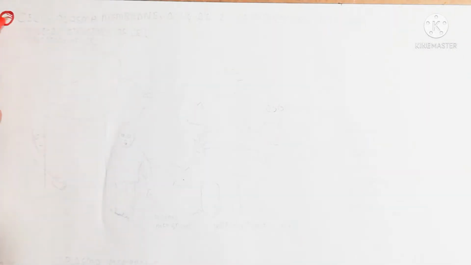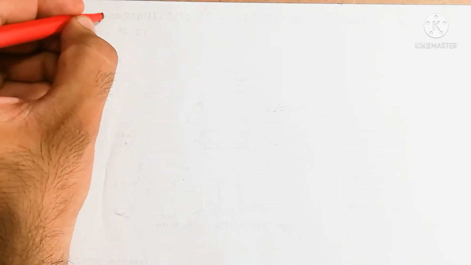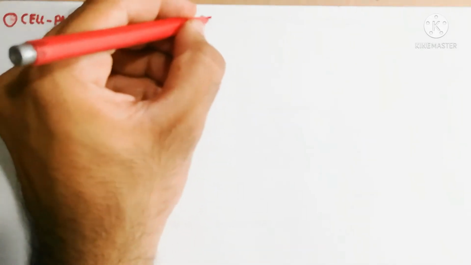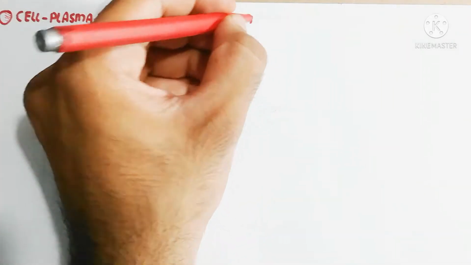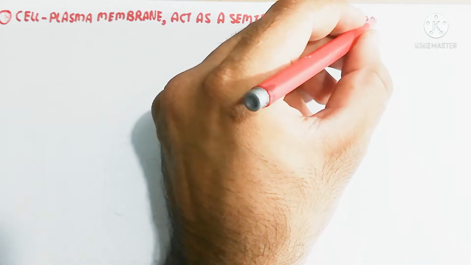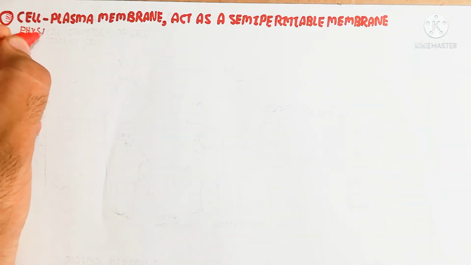Hello, in this video we will discuss the cell plasma membrane. We will also understand the structure of the cell, how it acts as a semi-permeable membrane, and the physical structure and function of the cell. So first of all, we should understand the concept of the cell in the plant and animal. And what is the cell?